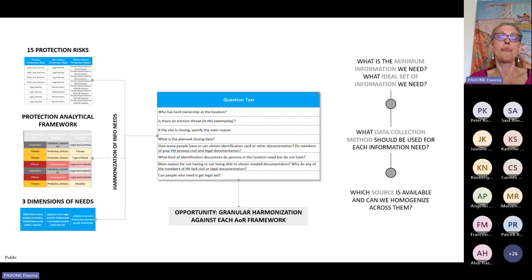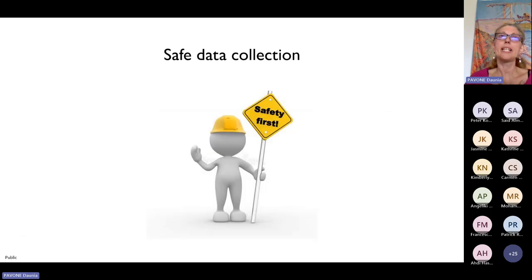So this is really a little bit of what we just said. You have the 15 protection risks in the harmonization tool, the protection analytical framework pillars, and the three dimensions of protection needs. And then you have the questions related to each one of these protection risks, needs, and pillars. And you also have the suggested phrasing for questions at the individual level or household level and so on and so forth. So let's talk a little bit now about safe data collection.